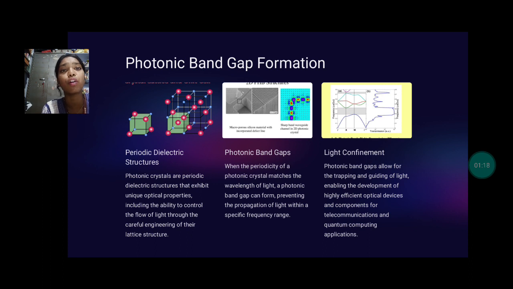Photonic band gap formation. How does the band gap form in photonic crystals? We have three topics: periodic dielectric structure, photonic band gaps, and light confinement. Photonic crystals are periodic dielectric structures that exhibit unique optical properties, including the ability to control the flow of light through the careful engineering of their lattice structure.